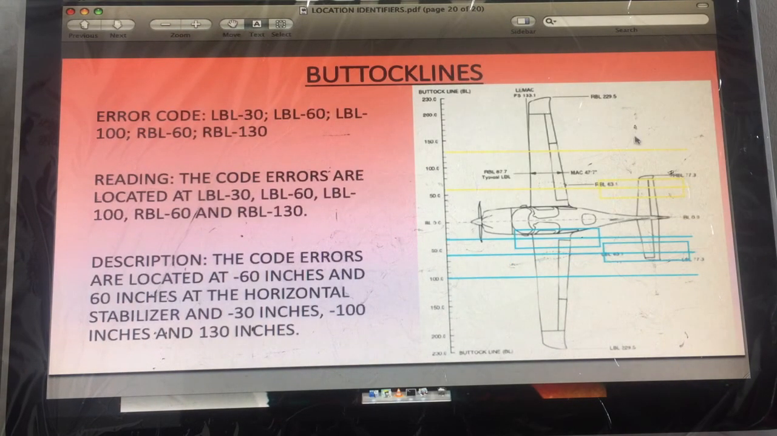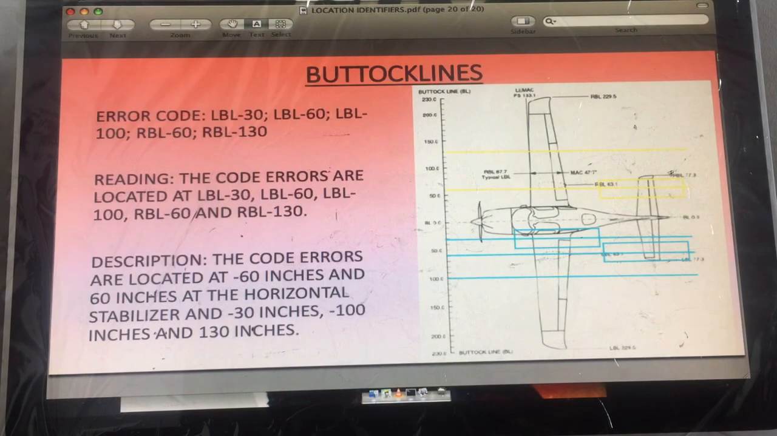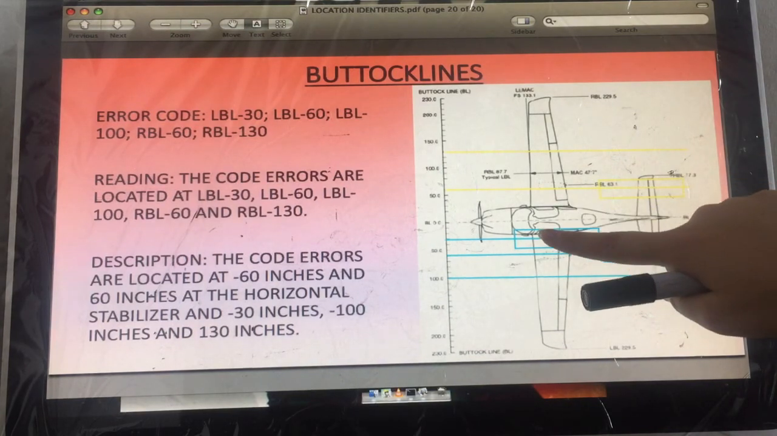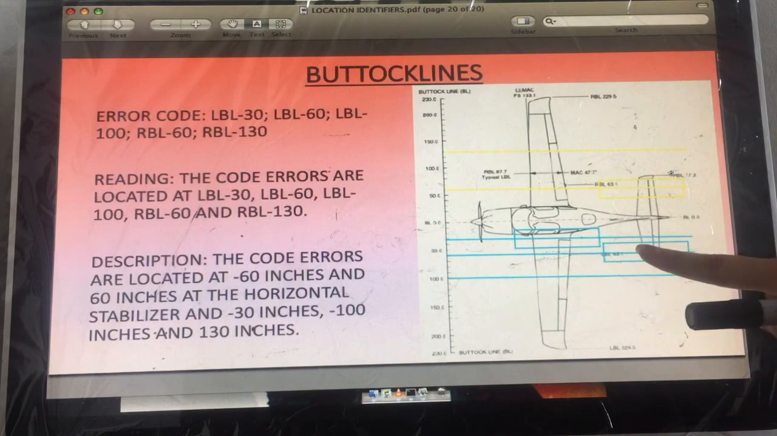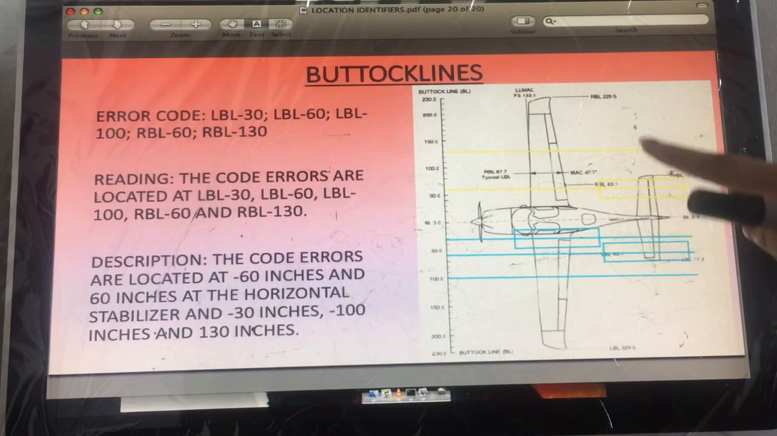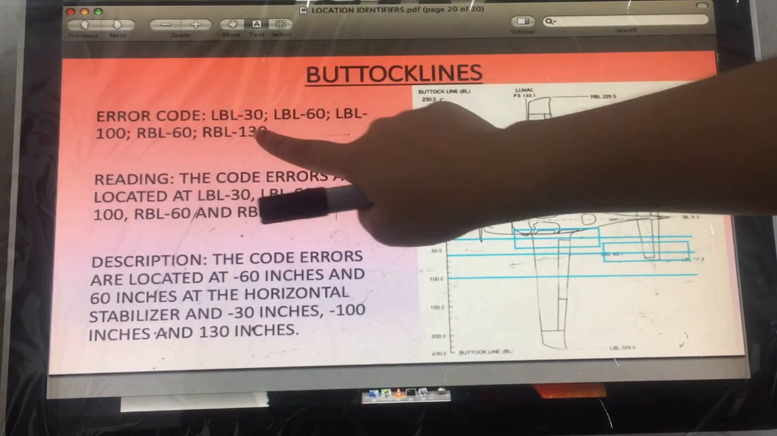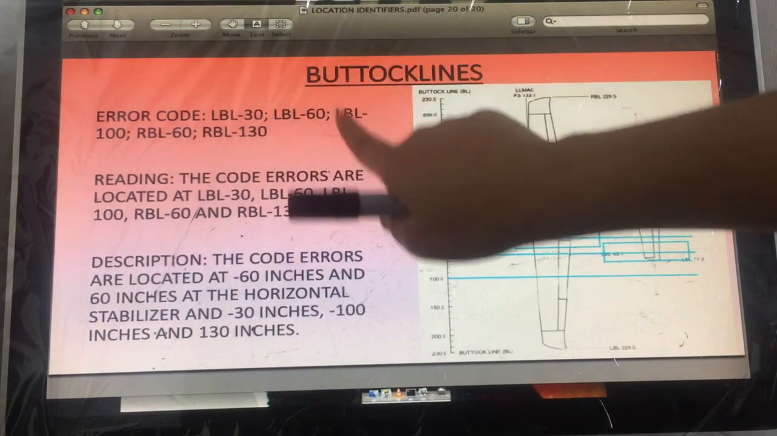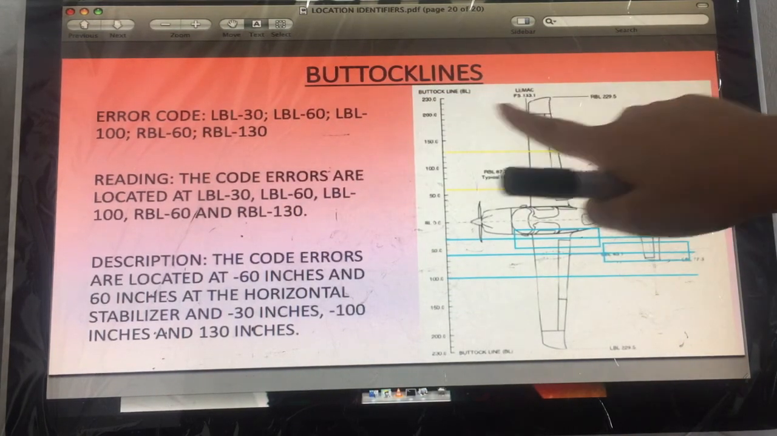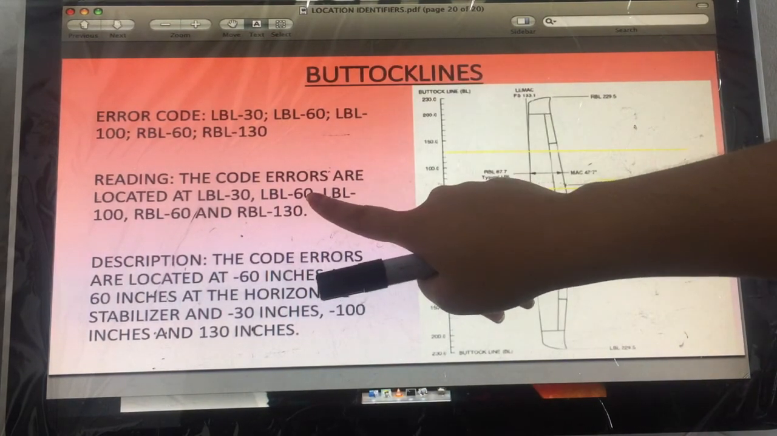So, last example. So we have 5 errors, graphs. We have an LBL 30 na nasa wing, LBL 60 na nasa horizontal stab, LBL 100, RBL 60 na nasa horizontal stab, and RBL 130 na nasa wing. So, yan. Separated by semicolon. Again, unahin lang LBL, tapos RBL. Lahat muna ng LBL, tapos RBL. Separated by a semicolon. Reading: just copy this one, separated by a comma, not a semicolon.